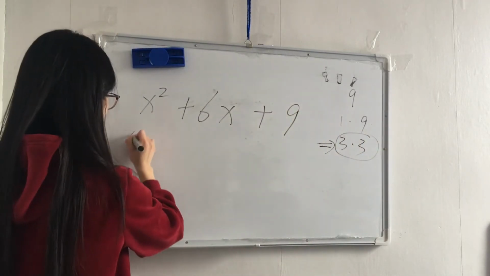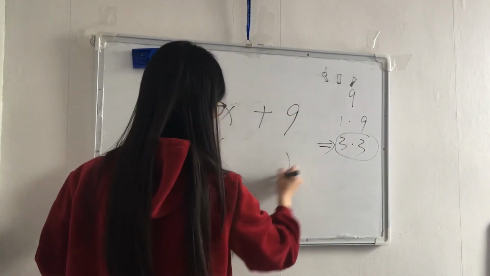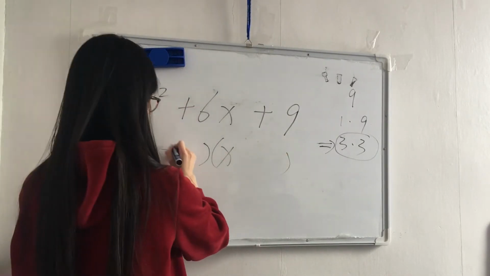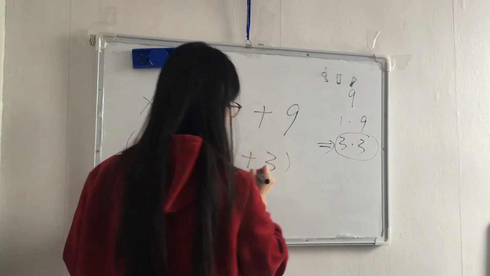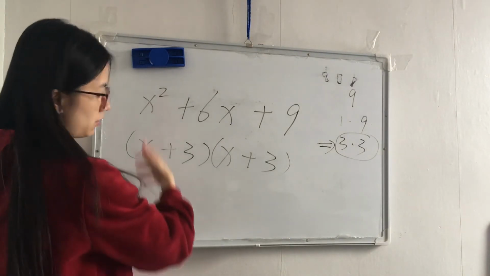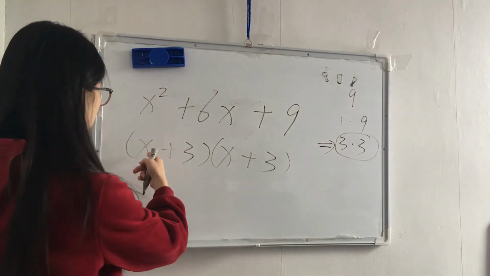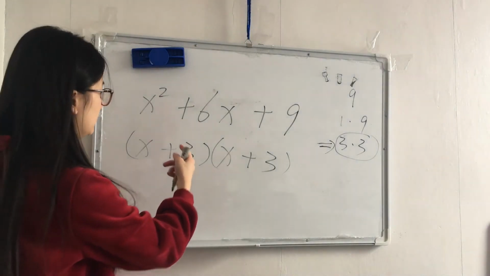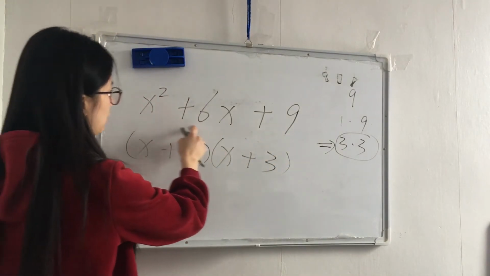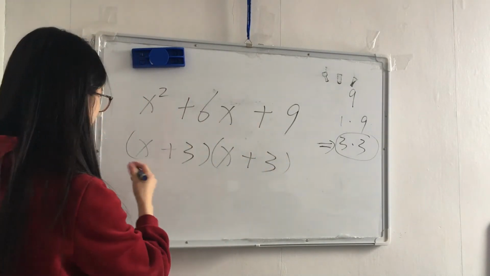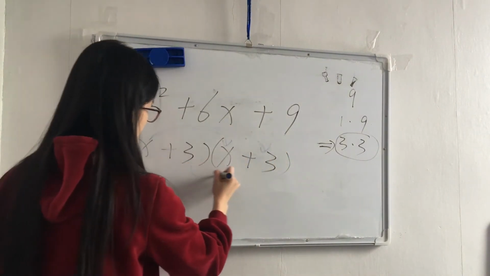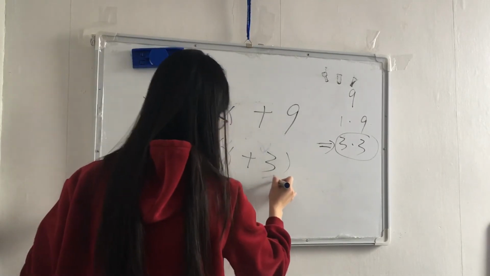Okay, so then we write it in factor form. This x, this x. And we know it's 3 and 3. x plus 3, x plus 3. Okay? And then you can check, applying the distributive property, to see if we get exactly the same trinomial terms like this. This times this, this times this. Multiply this number and then multiply the last number.